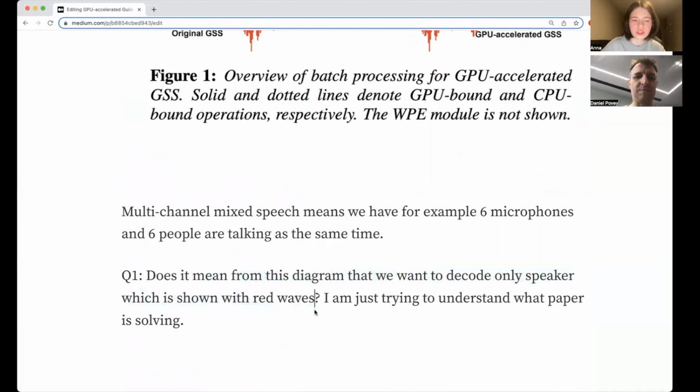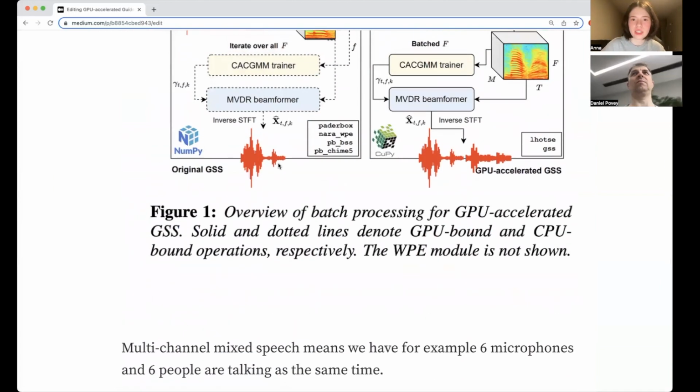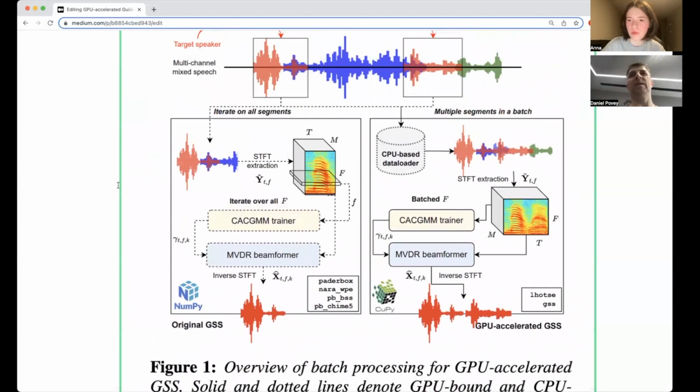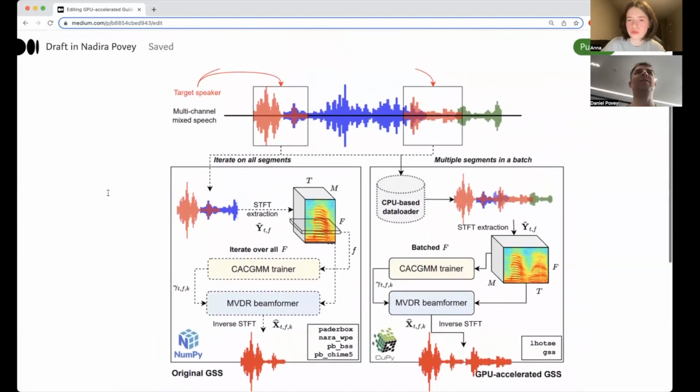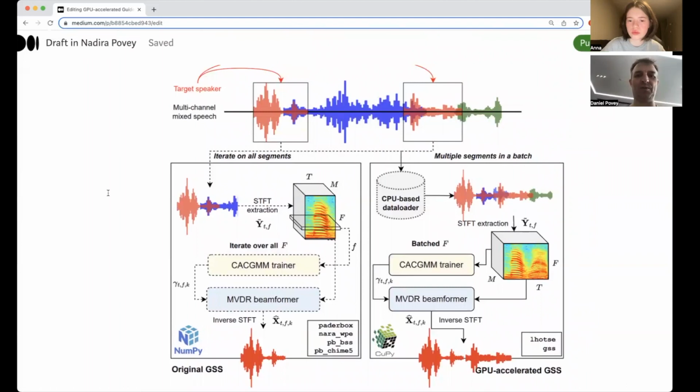Do we only want to decode the speaker with the red waves in this diagram? There are some applications where you just want one speaker, like the Hey Alexa type of application. There are others where you'd want to decode the different speakers. I think this algorithm that's being described in the paper is more generic, and it could be used for either type of application.